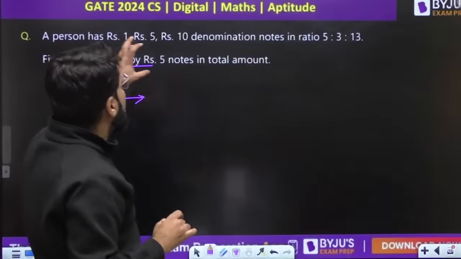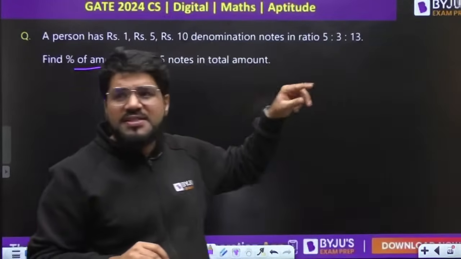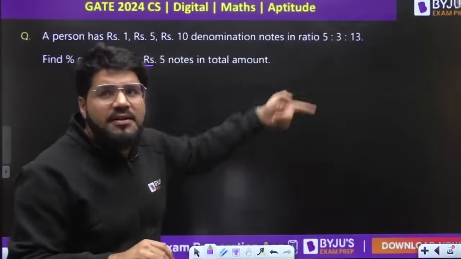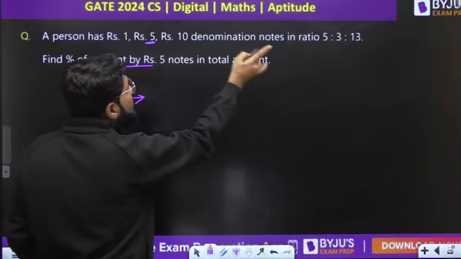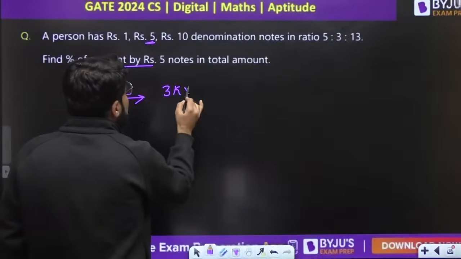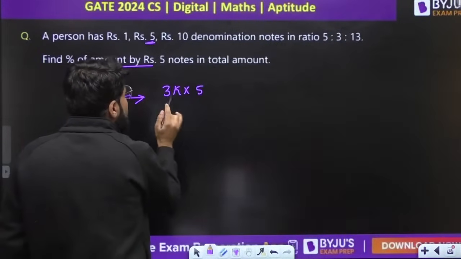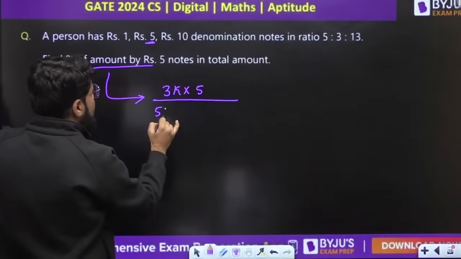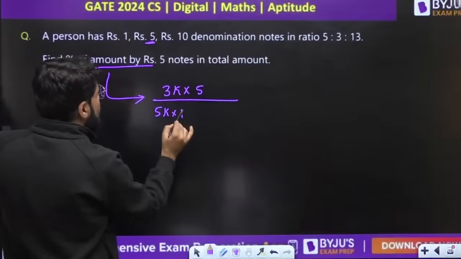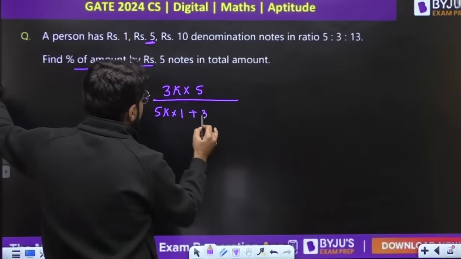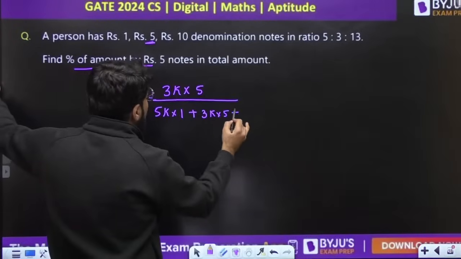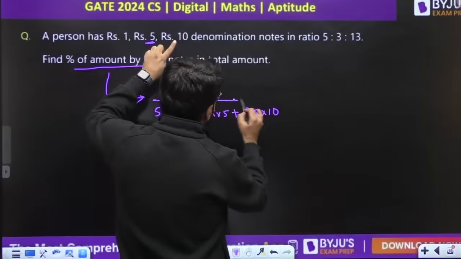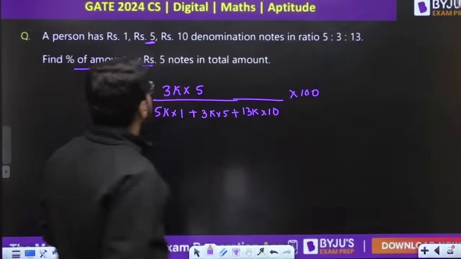See, when the quantity is in the ratio 5:3:13, what is the actual quantity? Do we take 5, 3 and 13? No, we take it as 5K, 3K and 13K. So how many ₹5 notes are available? 3K, and every note is 5 rupees in value. How many notes are there for ₹1? 5K multiplied by the value of the note, ₹1. Plus 3K into 5, plus 13K into 10, and this whole is multiplied by 100.